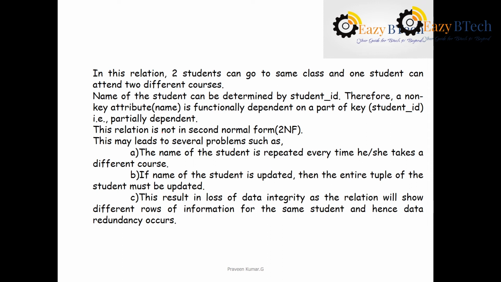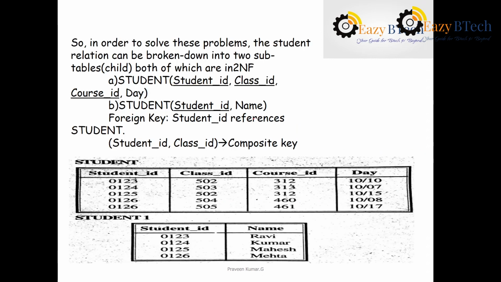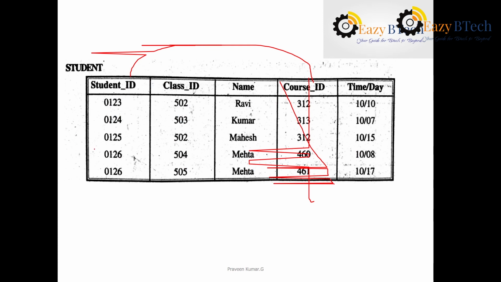Therefore, the non-key attribute name is functionally dependent on a partial key. Okay, here in this example, we can identify the student name depending upon only the student ID. Who is Mehta? Okay, 126. By using 461, 460, we have two courses. This particular student is registered for two courses. By using 126 and 460, we cannot identify Mehta. Why? Because Mehta has registered for two courses.